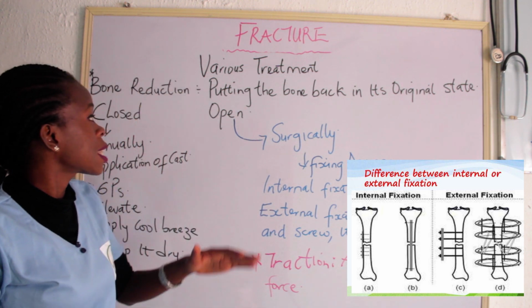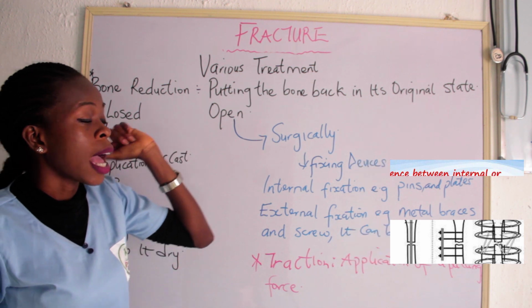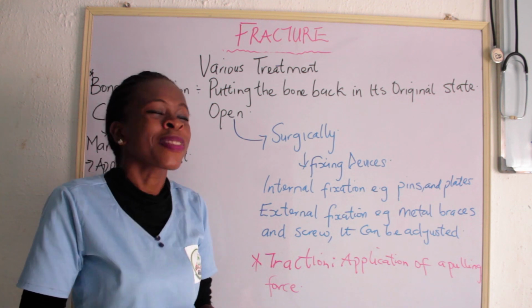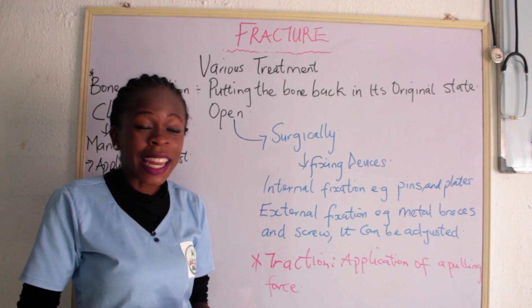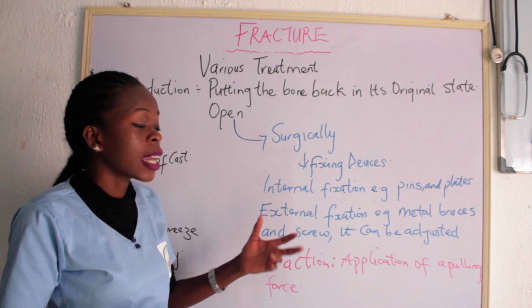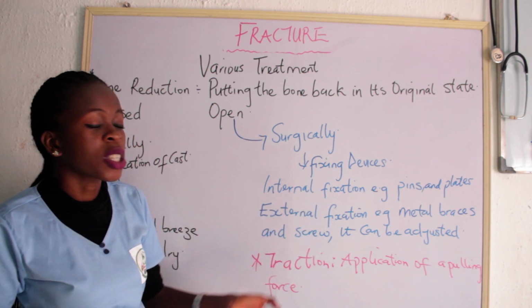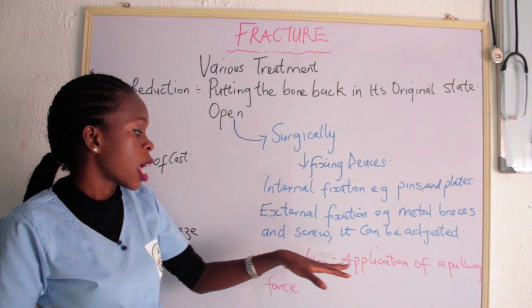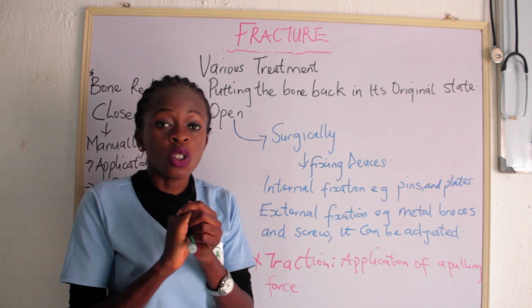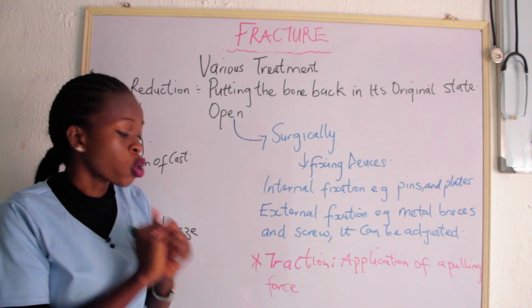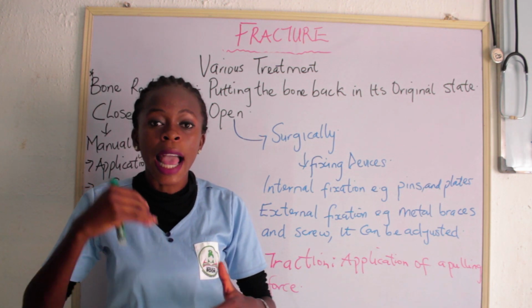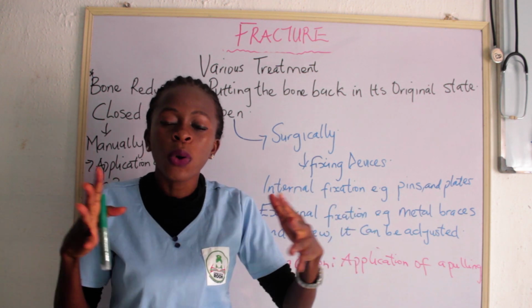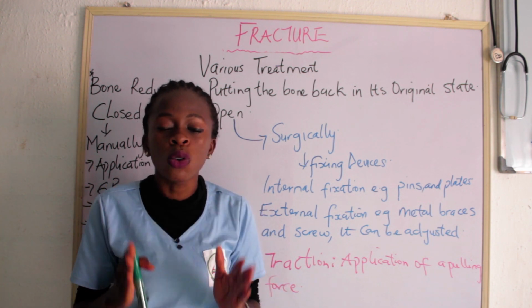So take note that in terms of reduction, we have the closed reduction and we have the open reduction. The open reduction is done surgically, and it could be internal or external. Internal inside the skin, external outside the skin. Internal fixation involves the pins and the plates, while external fixation involves metal braces and screws. Then another method used for bone treatment is traction. Traction simply means the application of a pulling force. You are applying a pulling force to help the bone align properly and to help the bone heal properly.